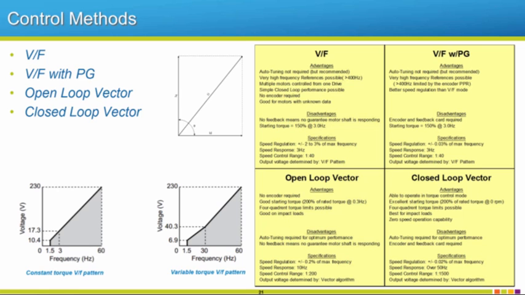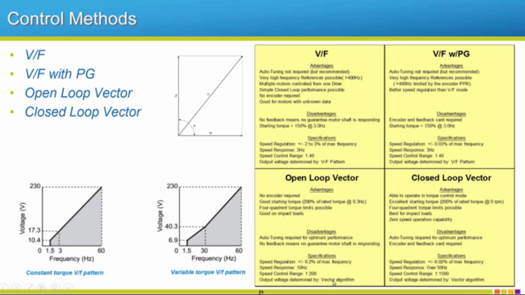So your speed regulation gets a little bit better, 0.03, because we actually know the position of our rotor. All right. And then we go to the open loop vector. Okay. You're going to want to auto-tune with this to get the best performance. Without an encoder, look how good our speed regulation is.